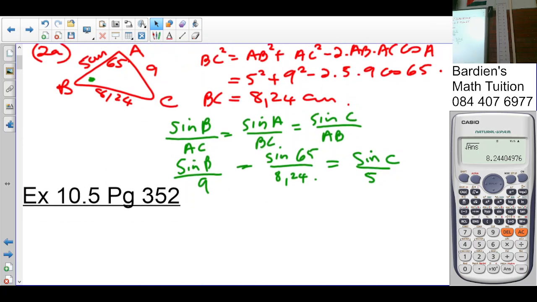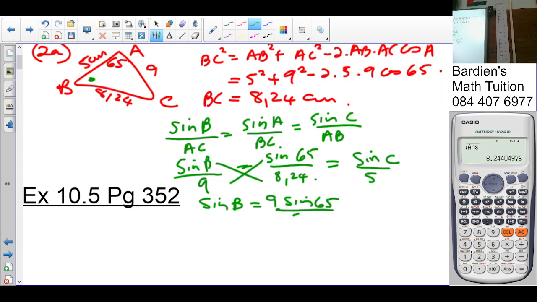Can you see that, people? So what you do is you cross multiply. So sine of B times 8,24, which I'm going to divide again by. It's going to be 9 sine 65 over 8,24. You all agree with that? Any confusion here? No? So we go arc sine. You get the angle B on this one.